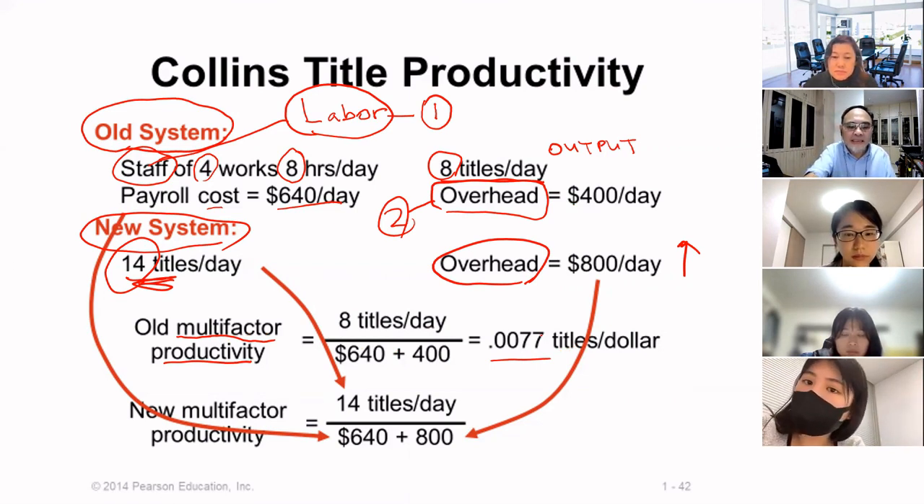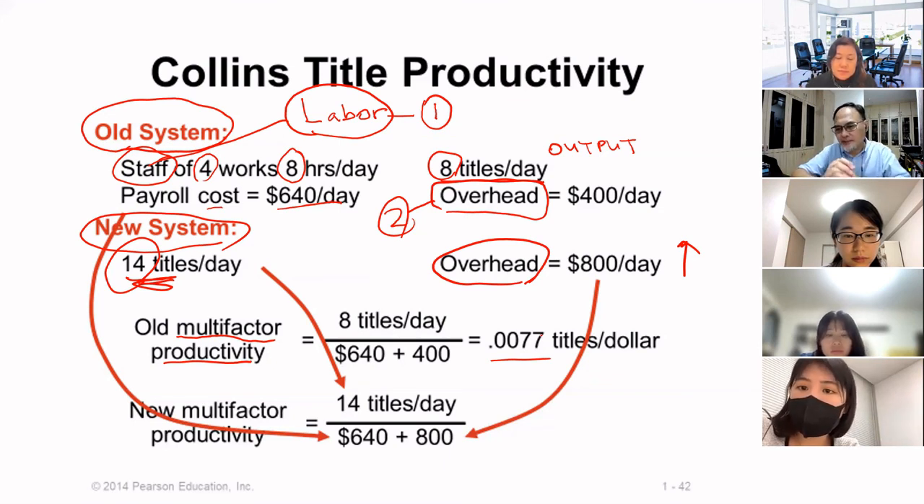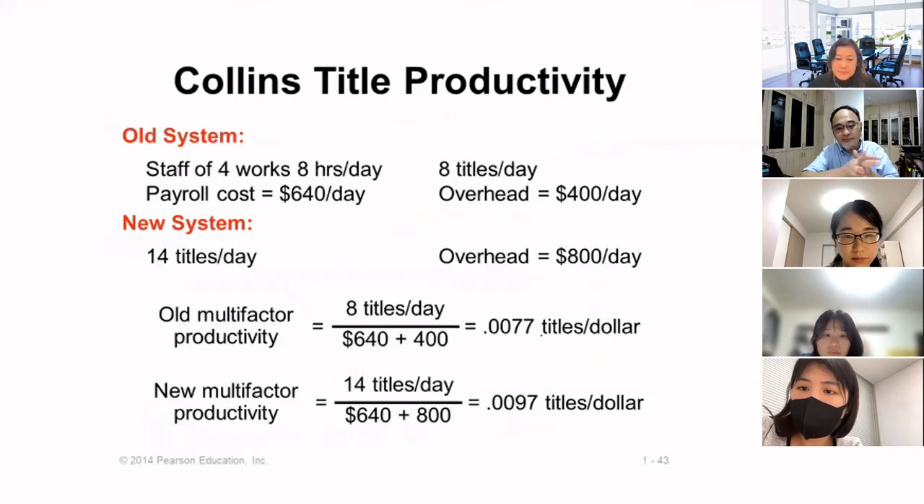So for the new multi-factor productivity, you are comparing old and new. You want to see whether the new system results in higher productivity. That's why it's very important to measure productivity when we do improvements. And what is the conclusion? What can you say about the new system? Do you want to invest and use the new system?